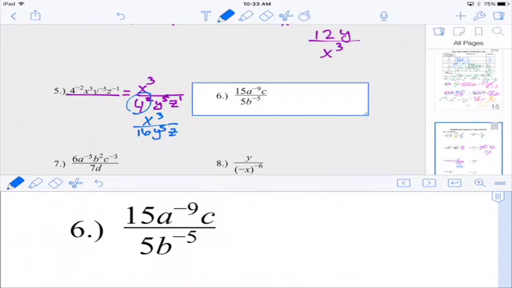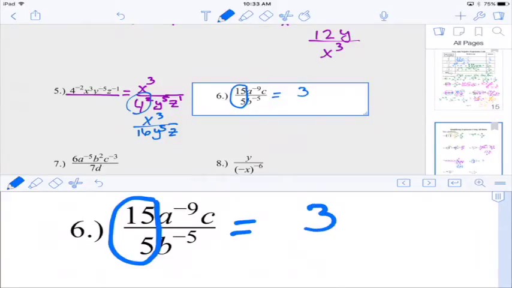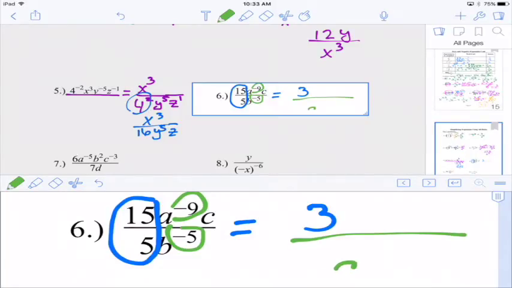Now I see I've got quotient rule. I'm dividing. So 15 divided by 5 is 3. Well, I have a negative exponent here and here, so those are going to flip over the fraction bar. So a to the ninth is now in the denominator. B to the fifth is now in the numerator, and I leave my c down here in the denominator because this is really c to the first. And there's nothing more I can do with that one.